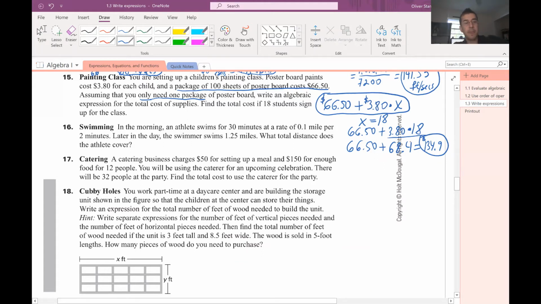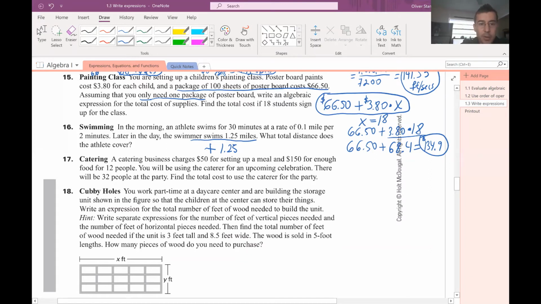16, swimming. In the morning, an athlete swims for 30 minutes at a rate of 0.1 mile per 2 minutes. Later in the day, the swimmer swims 1.25 miles. What total distance does the athlete cover? Later in the day, the swimmer swims 1.25 miles. So that's already in miles, so we're good there. And then we have to add what total distance the athlete swims in the morning.